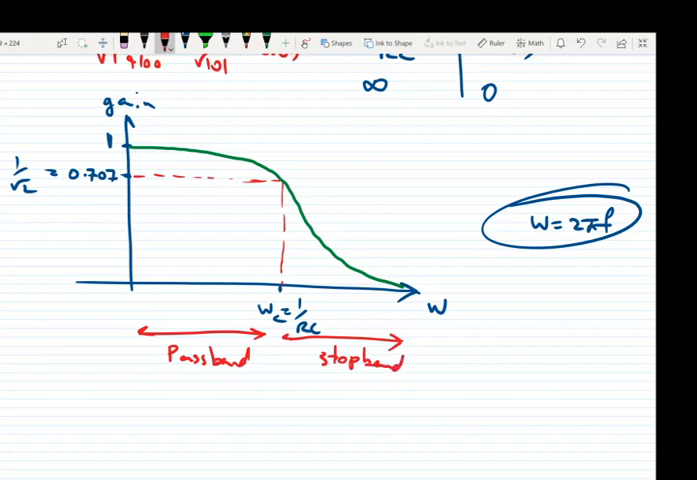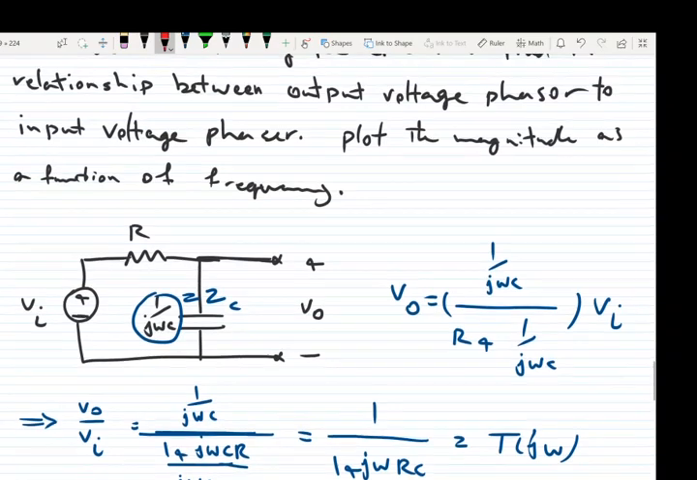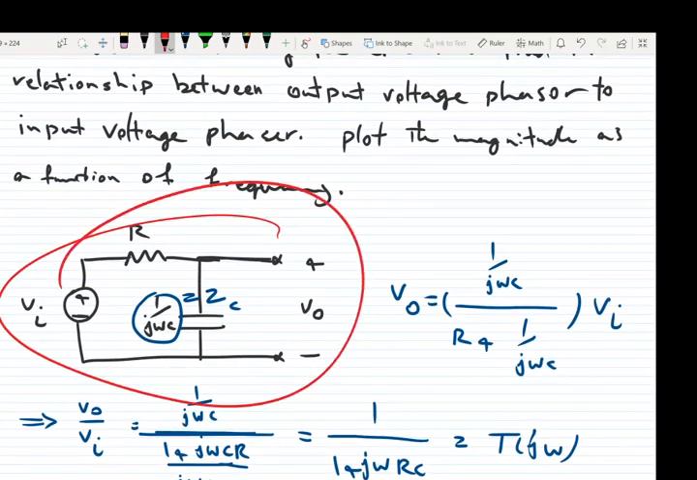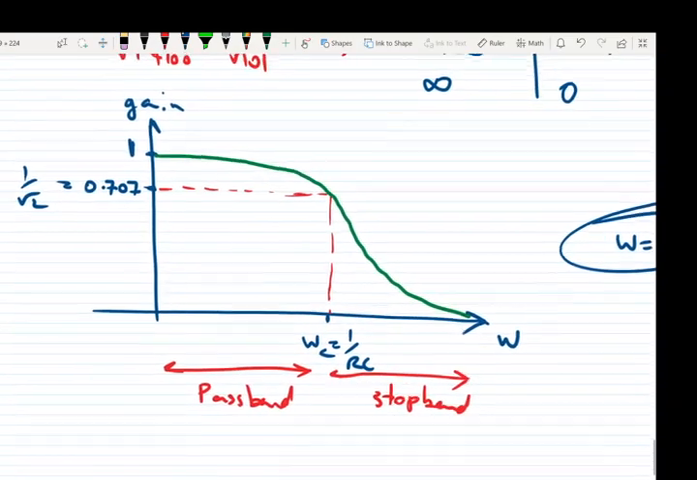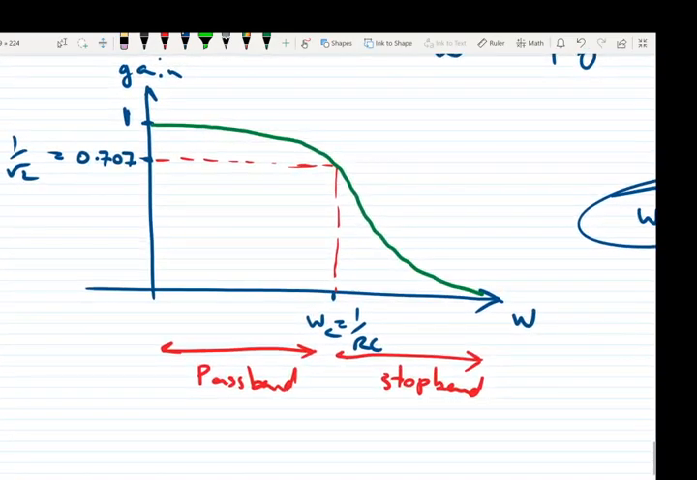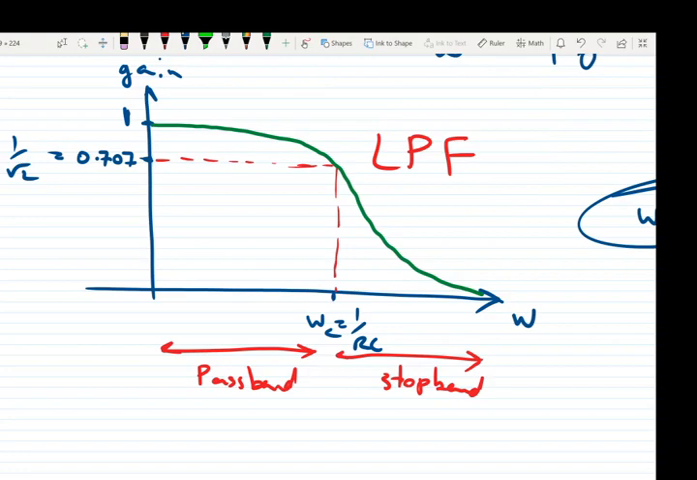Okay, so we had this circuit. We had no idea of what kind of filter it is. So we plotted the frequency response. Now we know what kind of filter it is. It is a low pass filter. It is a low pass filter, with a maximum gain of 1.